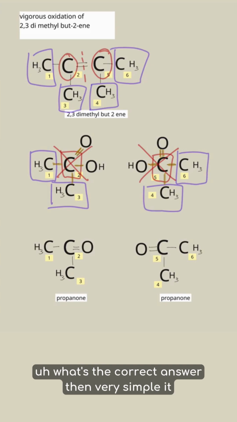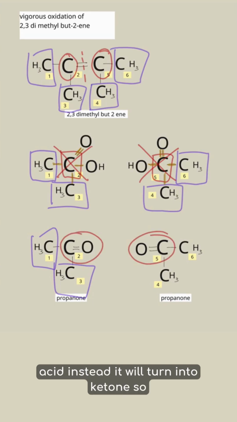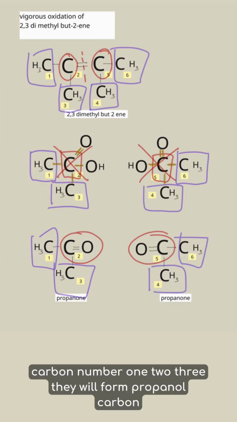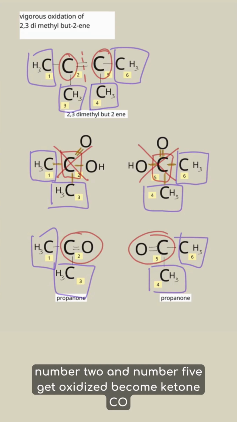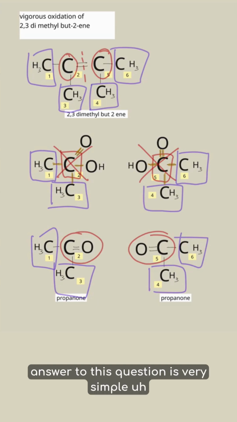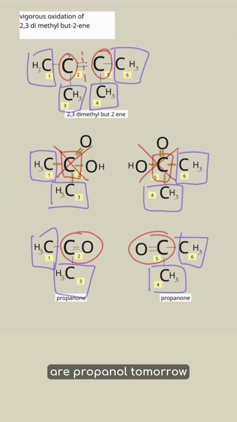What's the correct answer then? Very simple. It won't turn into carboxylic acid. Instead, it will turn into ketone. So carbon number 1, 2, 3, they will form propanone. Carbon number 4, 5, 6 also form propanone. Carbon number 2 and number 5 get oxidized, become ketone. CO double bond. So the answer to this question is very simple. The product of vigorous oxidation of 2,3 dimethyl butene are propanone.